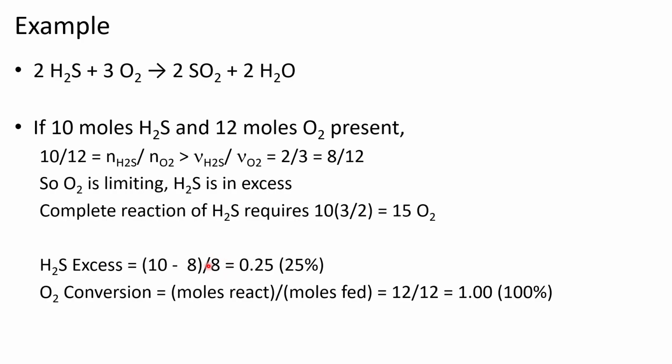So in this case, we'll take the difference between 10 and 8, which is 2, and divide by the 8 moles of hydrogen sulfide that would be required to react with the 12 moles of oxygen present. We get a value of 0.25. That's the fractional excess. If we multiply by 100, we get the percent excess, which is 25. If all the oxygen were to react, we would say that the conversion of oxygen, which is the ratio of the moles that react divided by the moles fed, would be 12 over 12. If all that were to react, we'd have a fractional conversion of 1, and the percent conversion would be 100, 1 times 100.